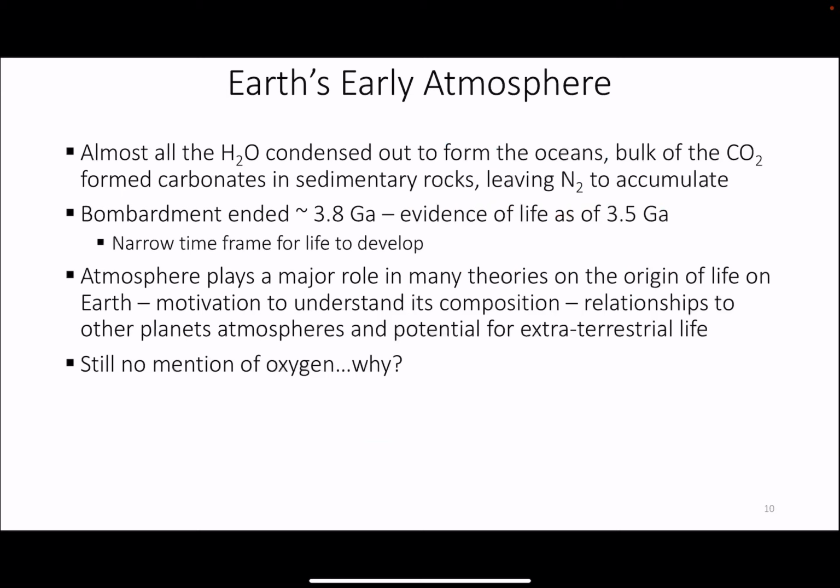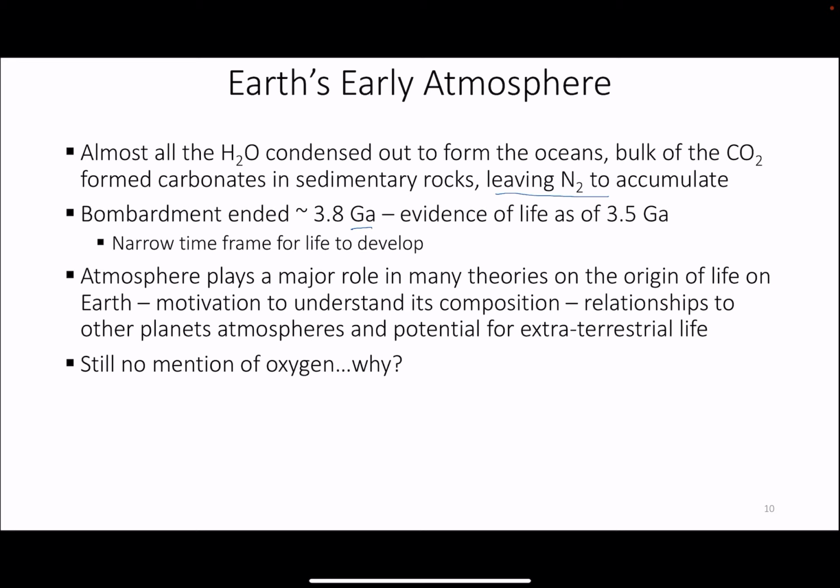So in summarizing Earth's early atmosphere, any water that was in the atmosphere would have condensed out to form the oceans. The bulk of the CO2 that was in the atmosphere formed carbonates and sedimentary rocks. And as a result of that water and CO2 going on to other places, it basically left N2 gas to accumulate. So N2 gas isn't the bulk of our atmosphere because it was the largest source. It's what was left behind when the water and CO2 from volcanic activity went on to other forms.